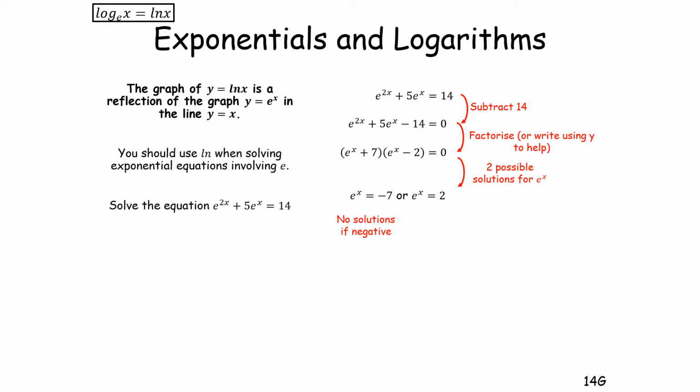But think about e to the x. That's an exponential graph. And if we go back to the idea of exponential graphs, its asymptote is the line y equal to 0. So you'll never get negative. So e to the x equal to minus 7 is not applicable. So what we're interested in is e to the x equal to 2. Now to find out what x is, I could just simply take ln on both sides. So x would equal ln 2.